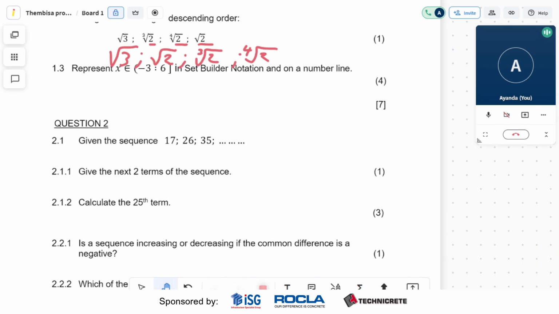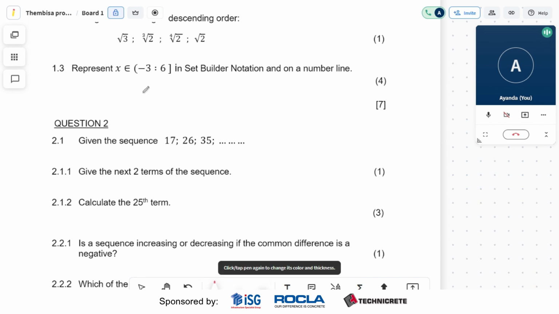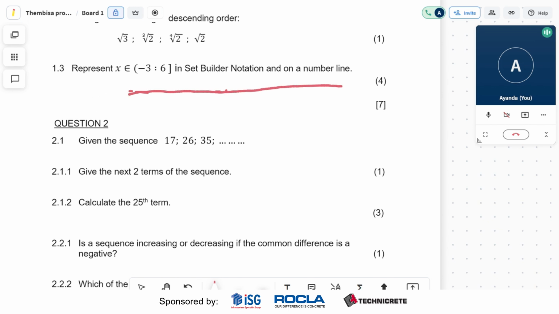Next, we're asked to represent x as an element of (-3, 6] in set builder notation and on a number line. So what's set builder notation? Most of us know what a number line is. A number line would look a little something like this. We'd start off at -3. We'd end up at +6.